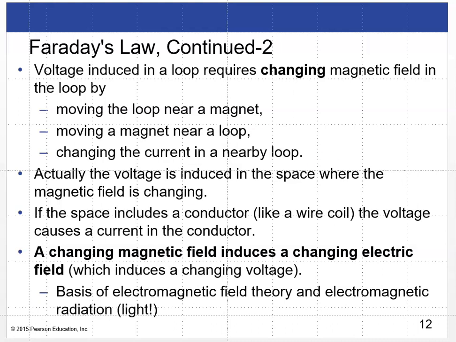Actually, the voltage is induced in the space where the magnetic field is changing. If the space includes a conductor, like a wire coil, the voltage causes a current to appear in the conductor. A changing magnetic field induces a changing electric field, which induces a changing voltage. This is the basis of electromagnetic field theory and electromagnetic radiation in light. And this is a segue chapter into the rest of the course. We'll be talking about light for the rest of the course.